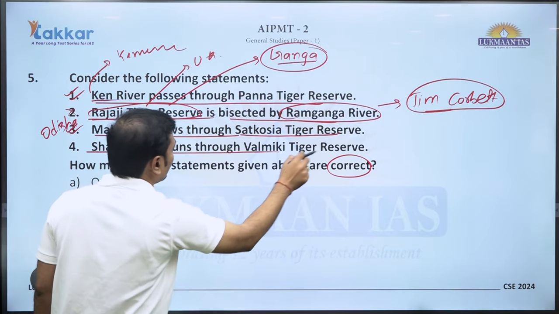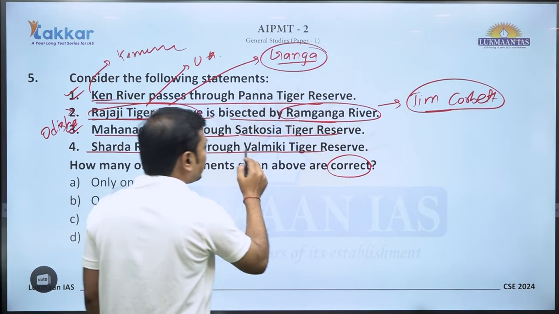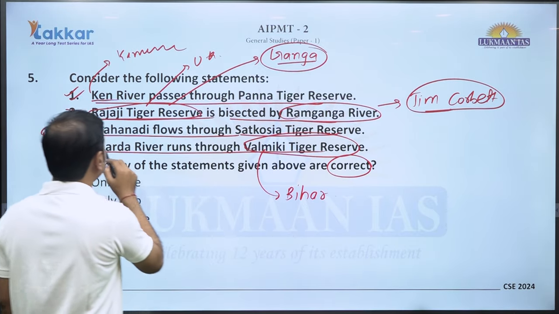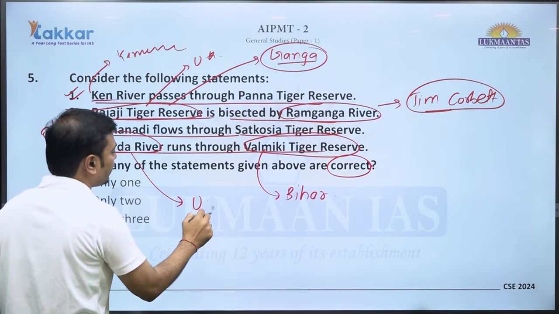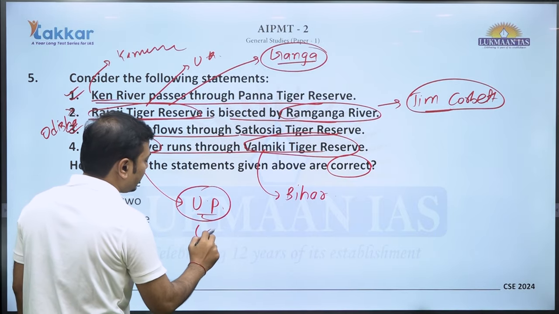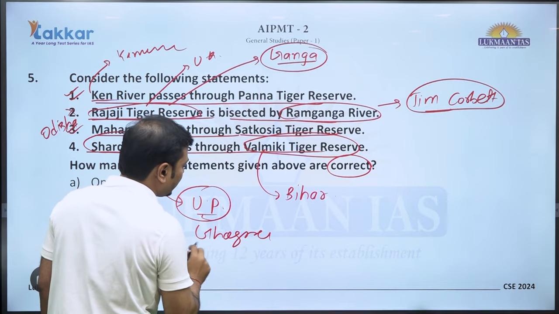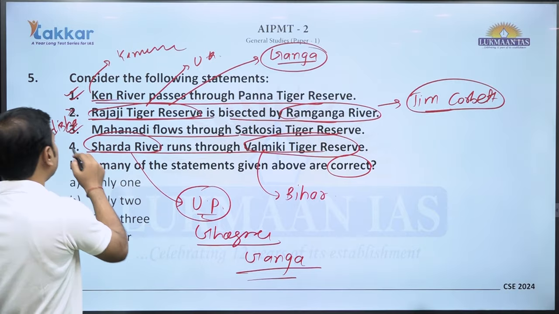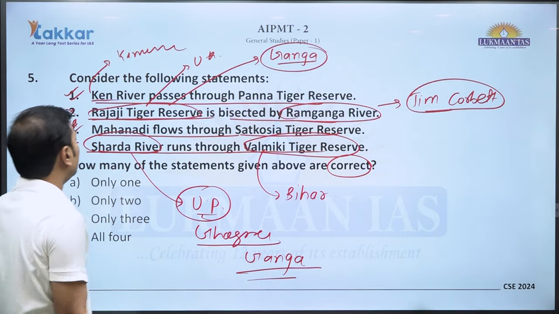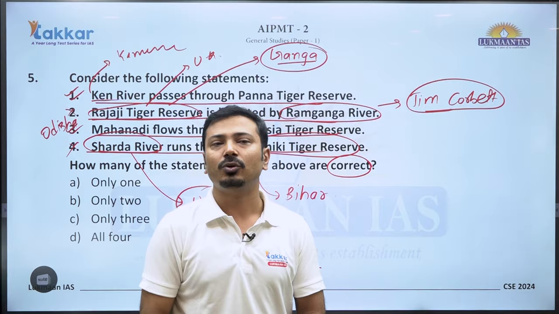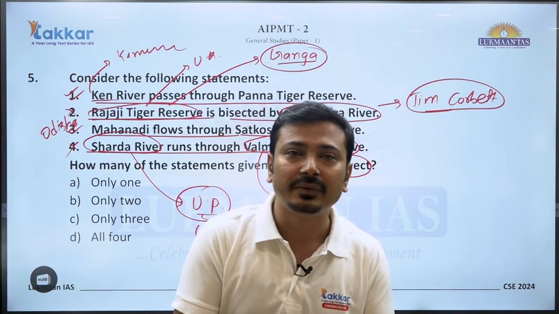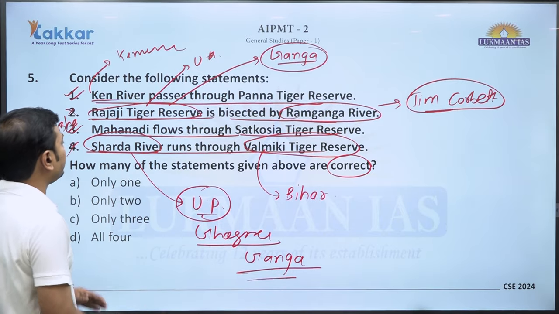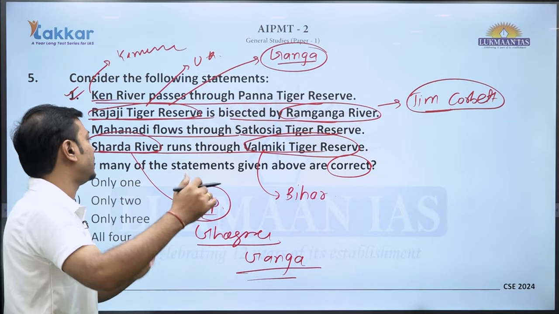Sharda river runs through Valmiki Tiger Reserve. Valmiki Tiger Reserve is located in Bihar. So of course, there is no scope for Sharda river, which flows through Uttar Pradesh and meets Ghagra river, which is in turn a tributary of Ganga river. Okay, so the Sharda river is what we also call the Kali river, which flows along the border between Nepal and Uttarakhand in India, right? Kali river, Mahakali river, when it enters UP, it is called Sharda river.